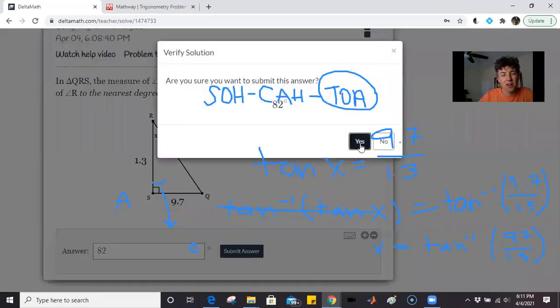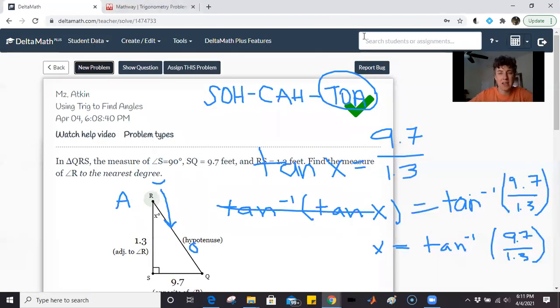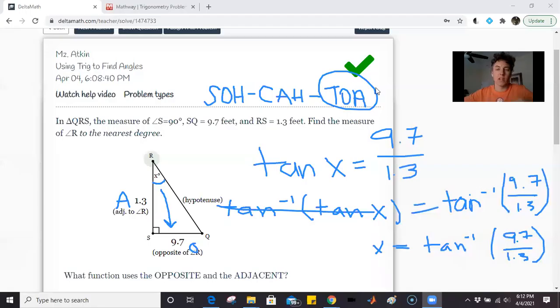Submit. Are you sure? Yes, we are. So, a quick little recap. What are we doing? We are identifying which sides we have based off of our reference angle. In this case, we were given the opposite side and the adjacent side, which meant we needed to use tangent. So we set it up as tangent of x is equal to opposite over adjacent, 9.7 over 1.3. To get x by itself, we use the inverse operation, in this case tangent inverse of both sides. Set that up, plug it into our calculator to get our answer.